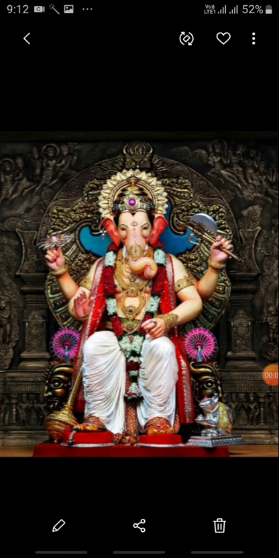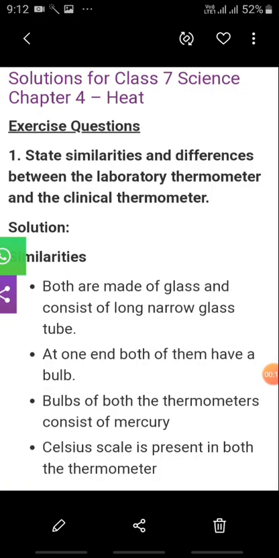In our previous class, we have already completed the chapter Heat. Today, in this class, we are going to discuss the exercise of this chapter. So, let us discuss the exercise. Come to number 1: state the similarity and difference between laboratory thermometer and clinical thermometer.